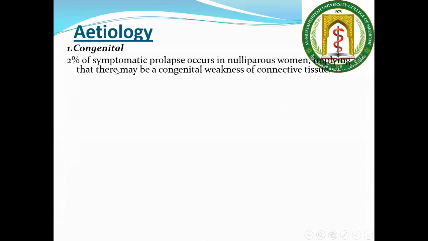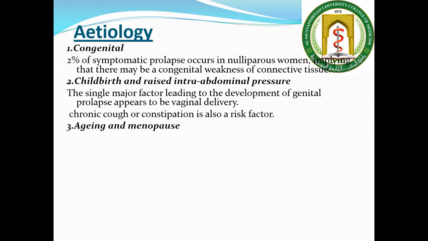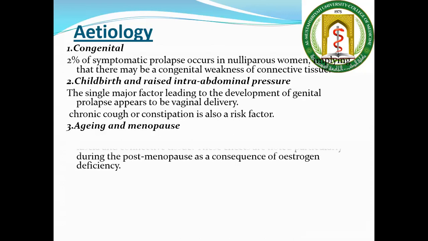The etiology: why does prolapse happen? We have congenital cases, where there is congenital weakness in the supporting tissue. Childbirth and raised intra-abdominal pressure are the most important cause, because with vaginal delivery there is trauma to the pelvic soft tissues. Chronic cough and constipation will increase the intra-abdominal pressure and lead to prolapse. Aging and menopause, because once estrogen becomes deficient, and estrogen is required for the integrity of the soft tissue of the pelvis.